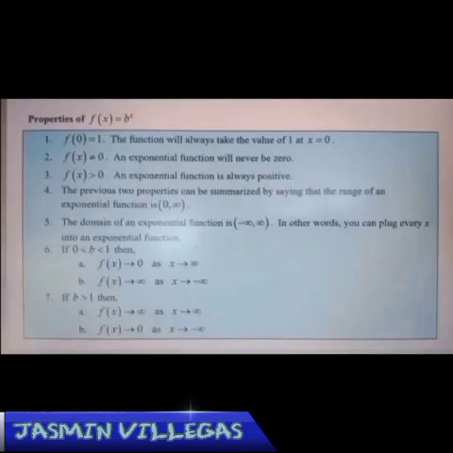Properties of f of x is equal to b raised to x. Number 1, f of 0 is equal to 1. The function will always take the value of 1 at x equal to 0. Number 2, f of x is unequal to 0. An exponential function will never be 0. Number 3, f of x is greater than 0. An exponential function is always positive.